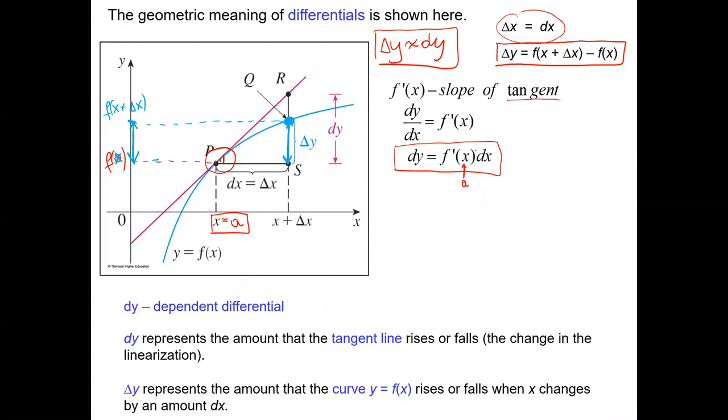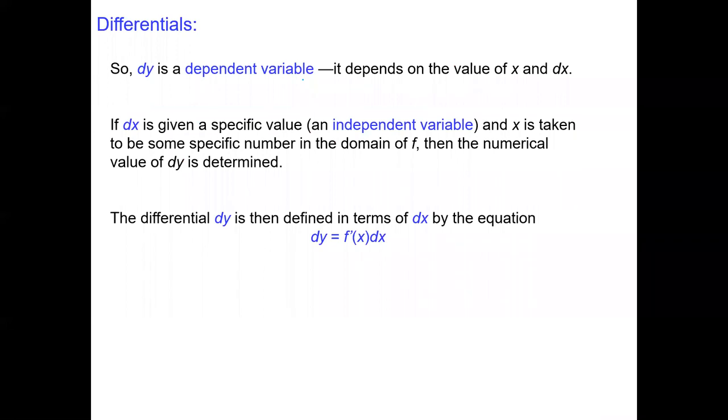Okay, let's see a few more notes. dy, of course, is a dependent variable and depends on the value of x and dx. And dx is given a specific value. It's an independent variable. That means this will be given. We will know how many units we're going away. And this is just the equation.